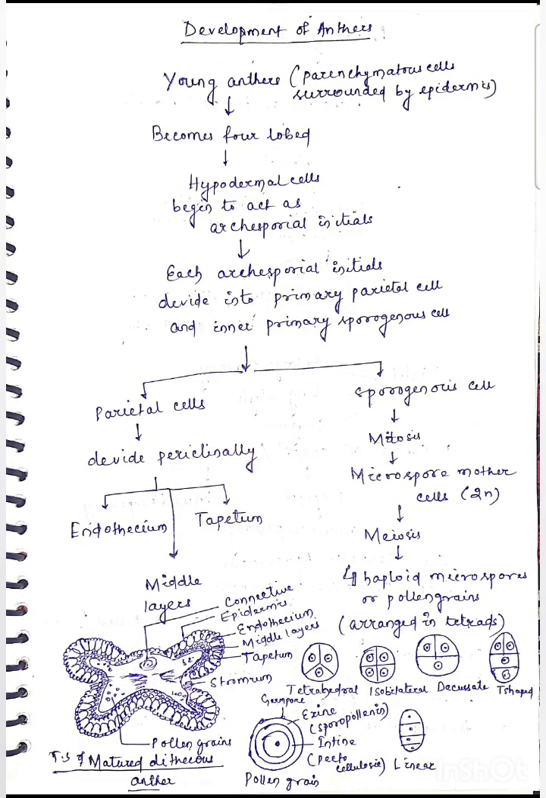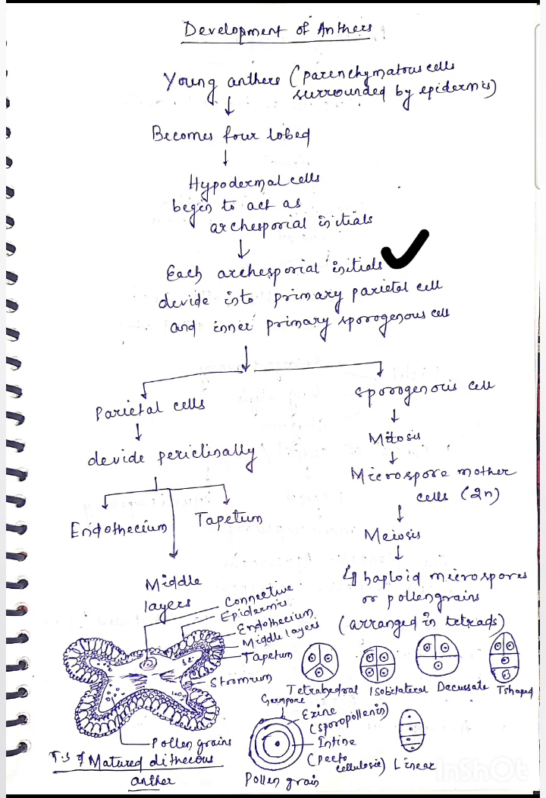Then the development of anther. At first, a young anther is there. Soon it becomes four-lobed. That young anther consists of some parenchymatous cells surrounded by epidermis. But when it matures, slowly the hypodermal cells begin to act as archesporial initials.